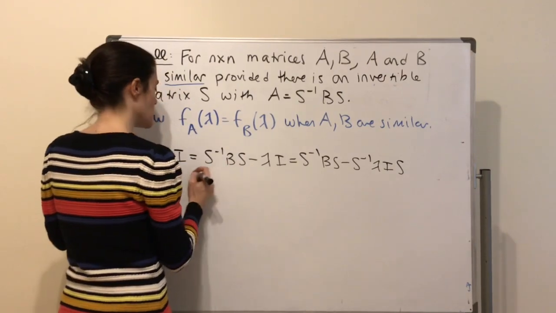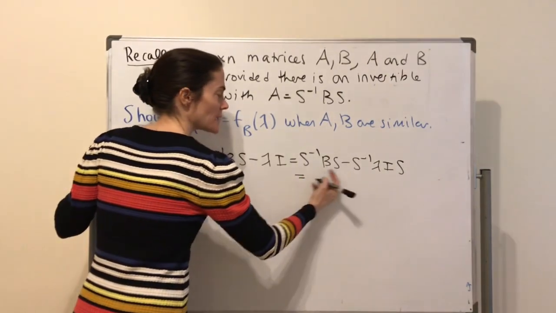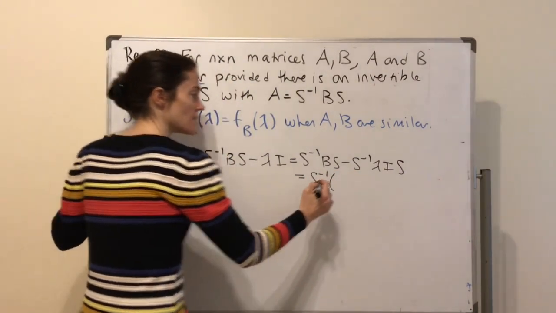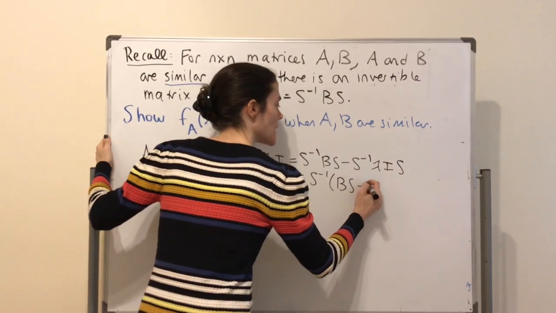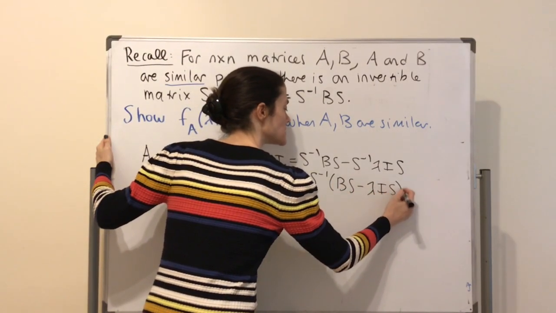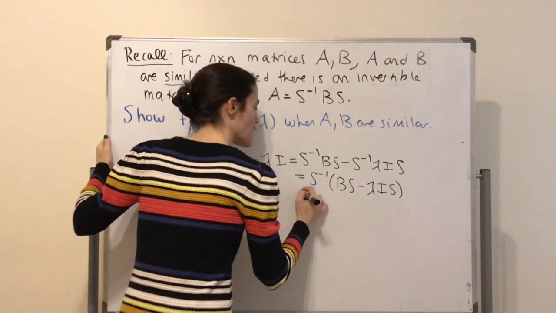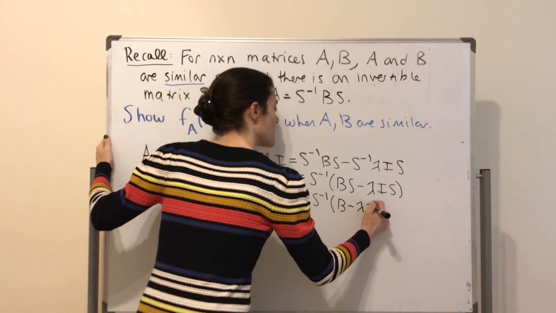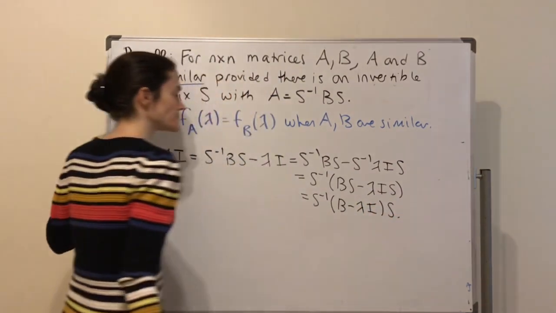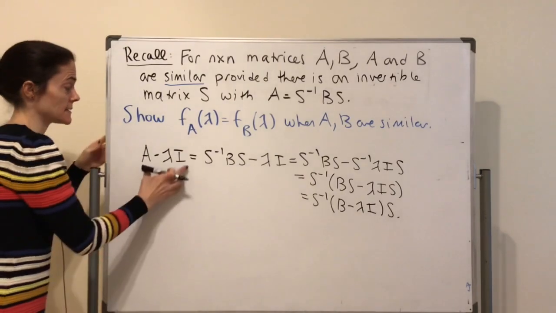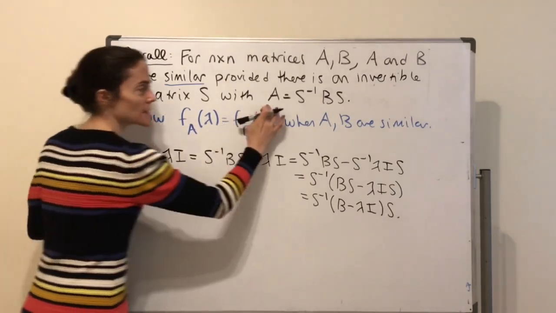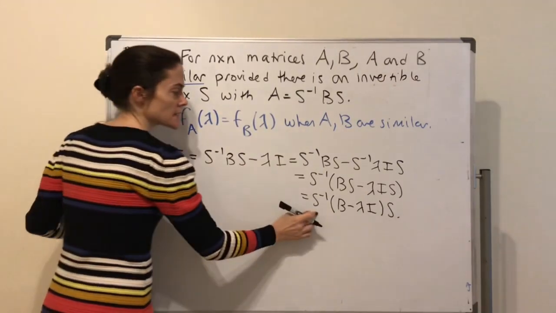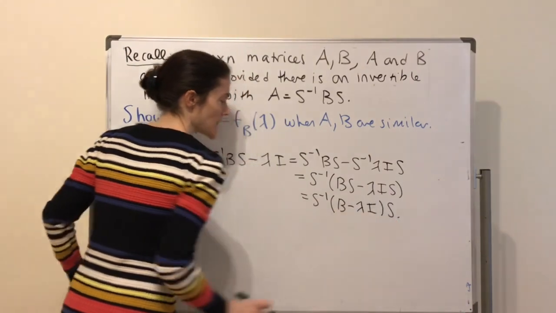Well, I can pull out an S inverse here. It would be S inverse, and then I would have BS minus lambda I S. And similarly, I can pull out an S on this side. So this is S inverse times B minus lambda I times S. What we see is if A and B are similar and related by this equation, A minus lambda I equals S inverse times B minus lambda I times S.